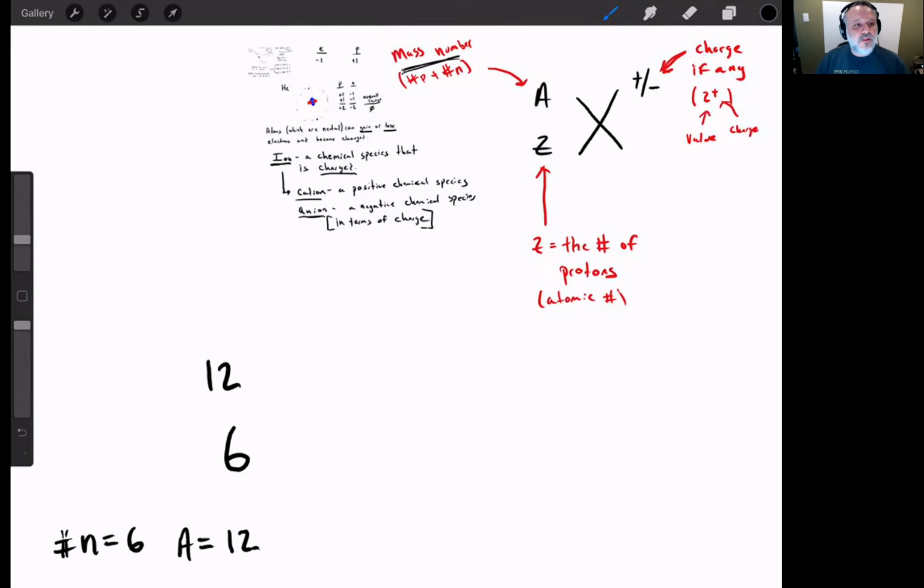What's the symbol? How do I sort the symbol out? Well, this is what you do. You go to the periodic table, you look for the thing that has atomic number 6, and you write down the symbol. And so what I want to do real quick is take a look at a periodic table.